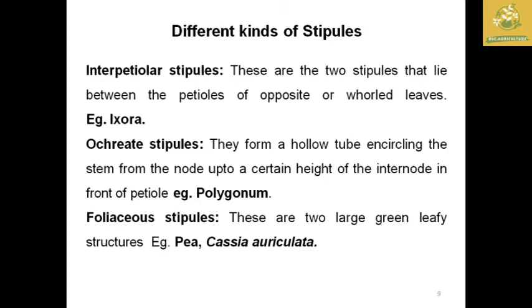Example: Polygonum has ocreate stipules and foliaceous stipules. So these are the two large green leaf-like structures. You can see them in the pea type species, so they are called foliaceous stipules.